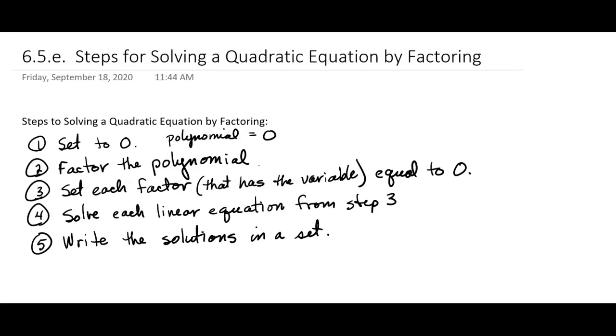Okay, those are the steps. So you're going to get an equation. You're going to make sure one side is 0. So you're going to get everything on one side. That gives you a polynomial on one side and 0 on the other side. Then you're in step 2, you're going to factor the polynomial. Then step 3, you take each factor and set it equal to 0. And then step 4, you solve the little equations, the little baby equations, the linear equations. And then finally, you write the solutions in a set.